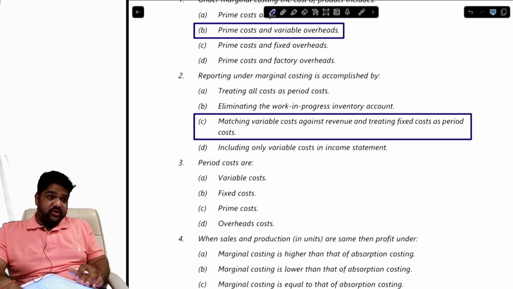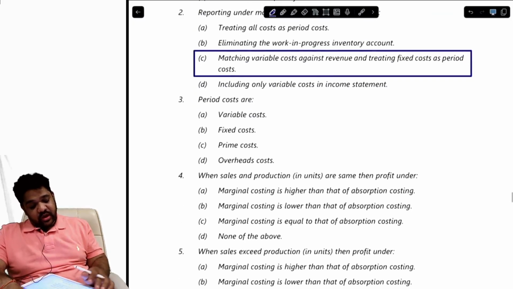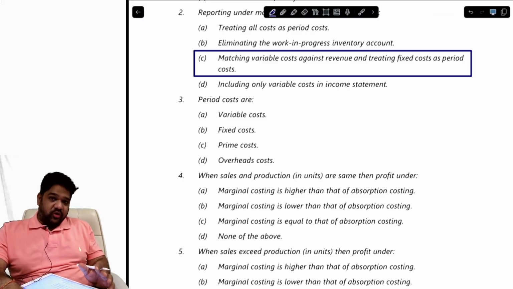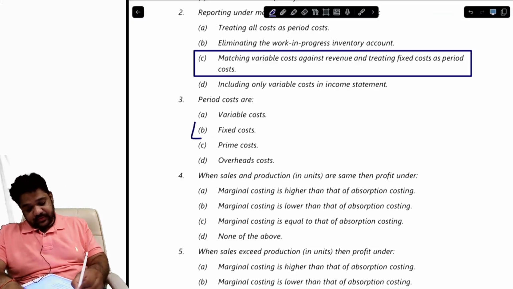Including only variable costs in the income statement. This is stupid. Don't even think that something is right away. Period costs are variable costs. No, variable costs are called product costs. Okay. Period costs are fixed costs. Yes.